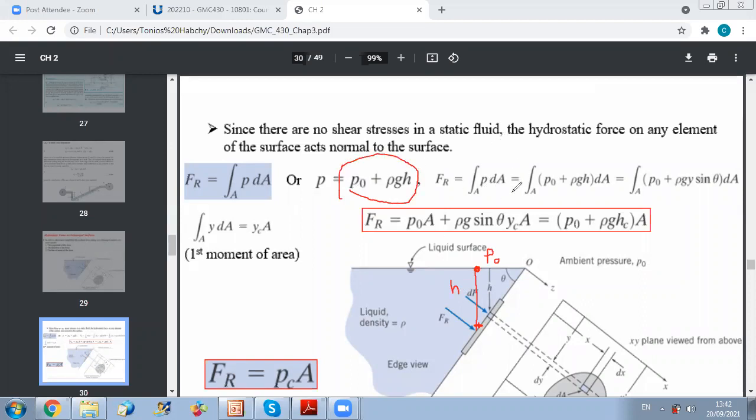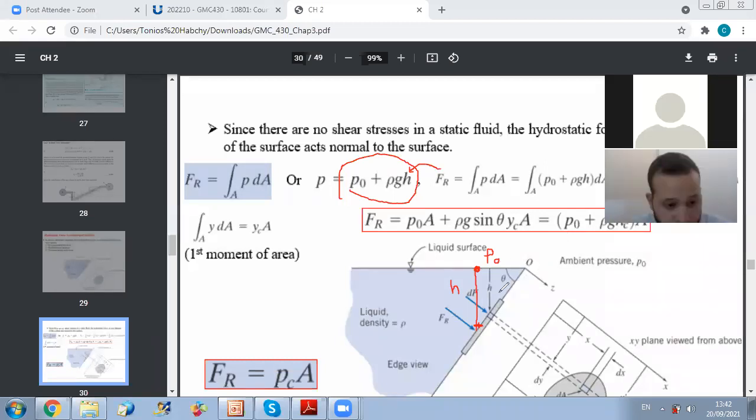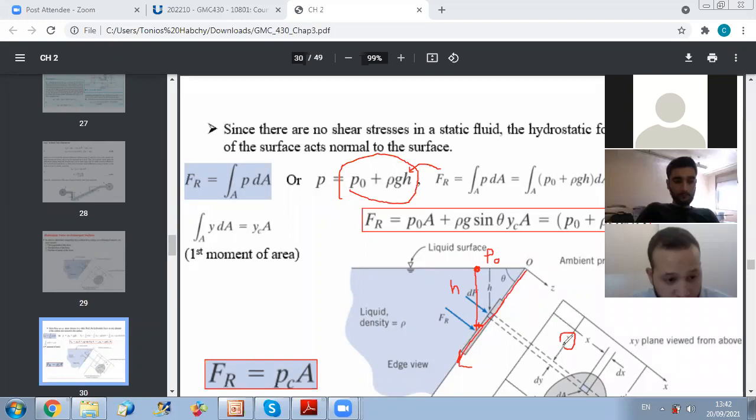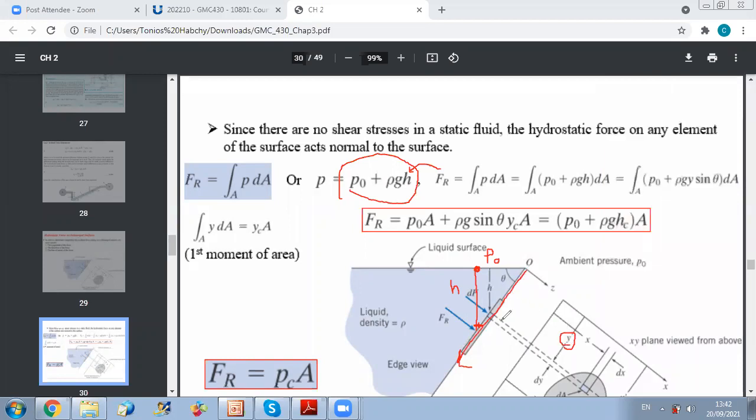Now I will integrate pressure over the area. I need to do an integral procedure because the pressure is a function of the height. As I am going downward, as the depth increases, the pressure will increase also. When I do the integral procedure, if you remember, we can relate H to a coordinate along the surface plane, which is Y. As you can see in this figure, Y sine theta is equal to H.